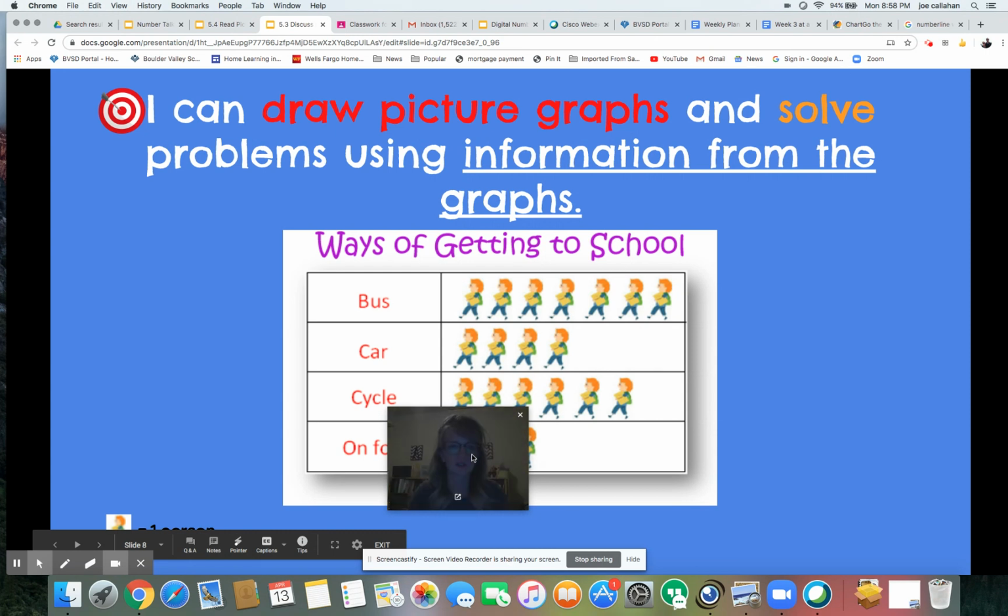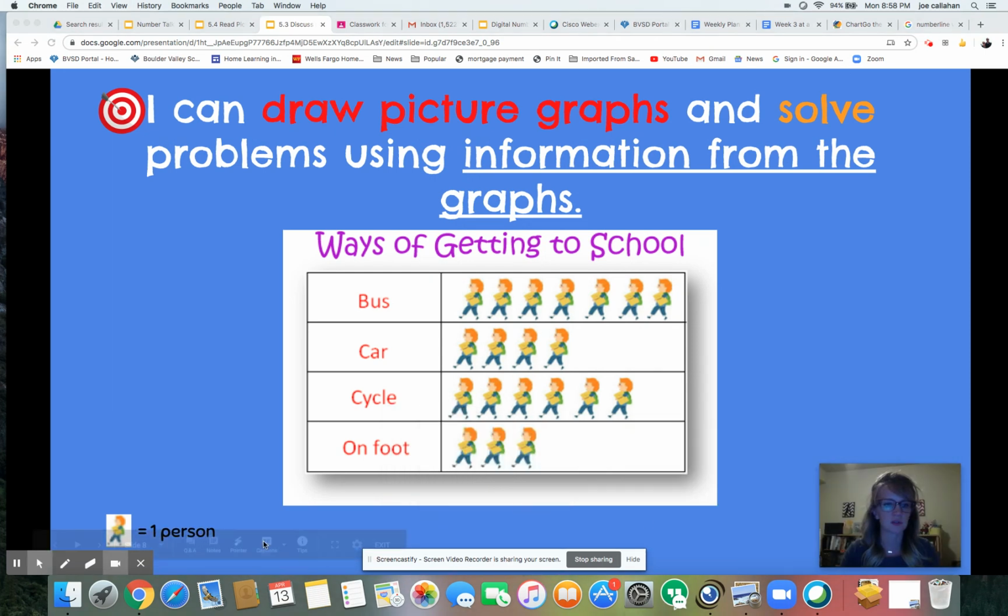Let's look at this graph together and see what we can answer. So I'm noticing the key here shows that 1 picture equals 1 person. So if I look at the title, what can you tell about this pictograph? Look at the labels, the categories, and the title. That's right. This pictograph is of a group of kids and the different ways they get to school. Nicely done. I can tell that by looking at the title and looking at the categories.